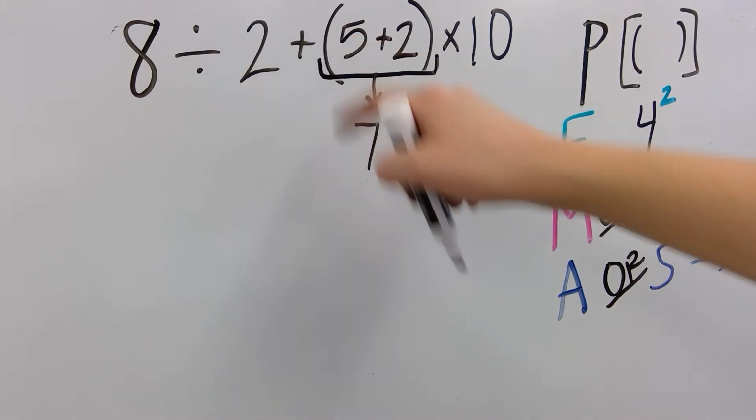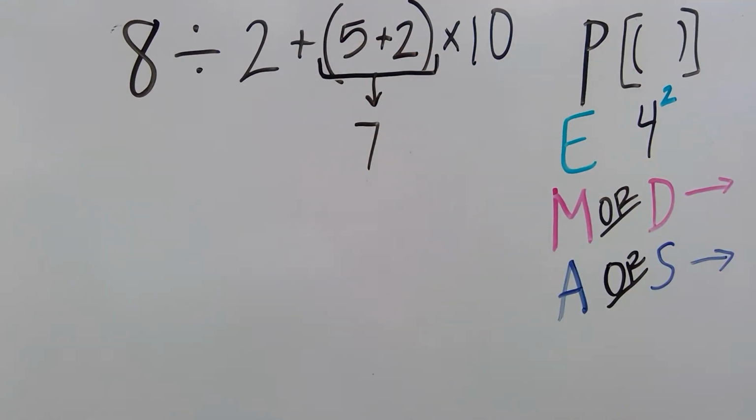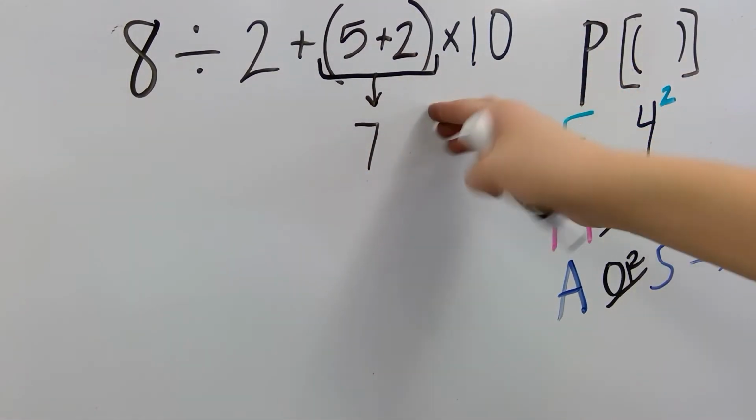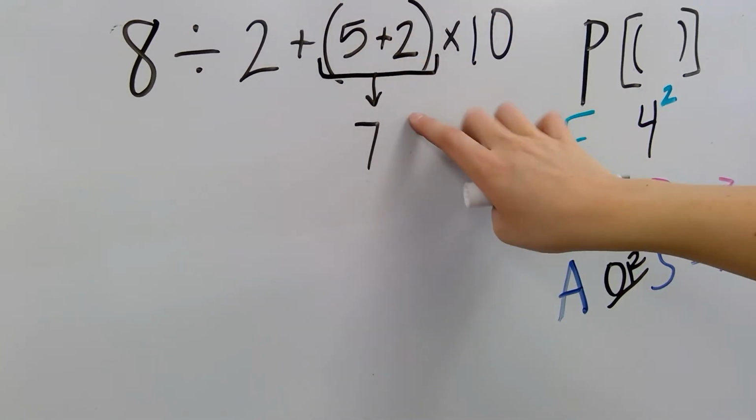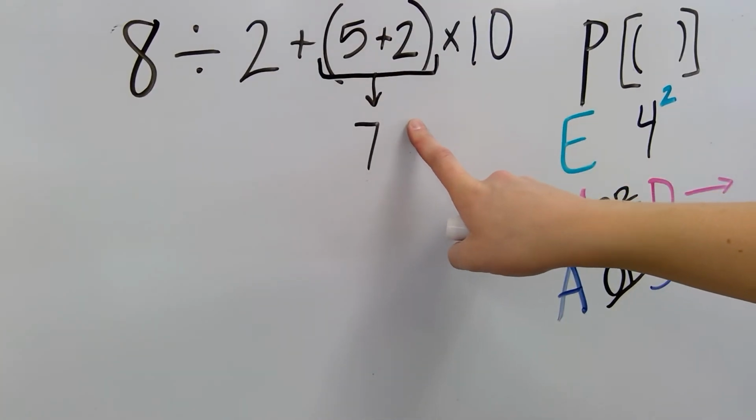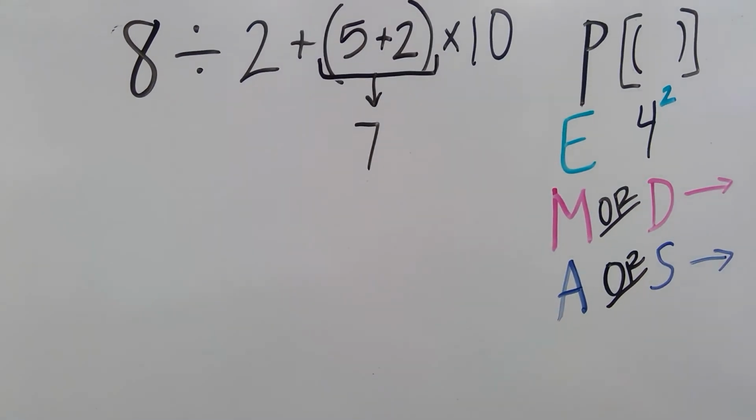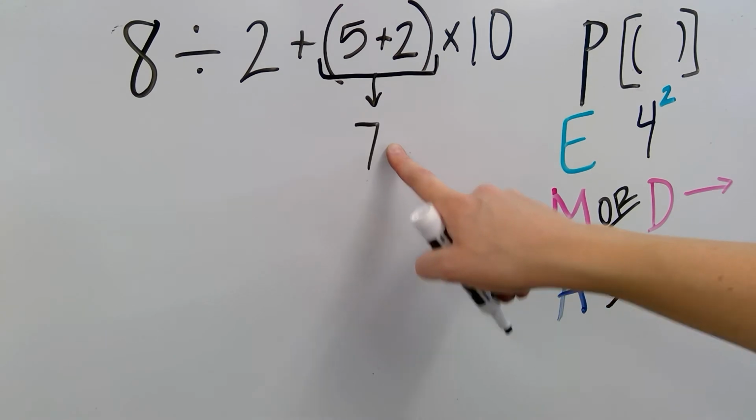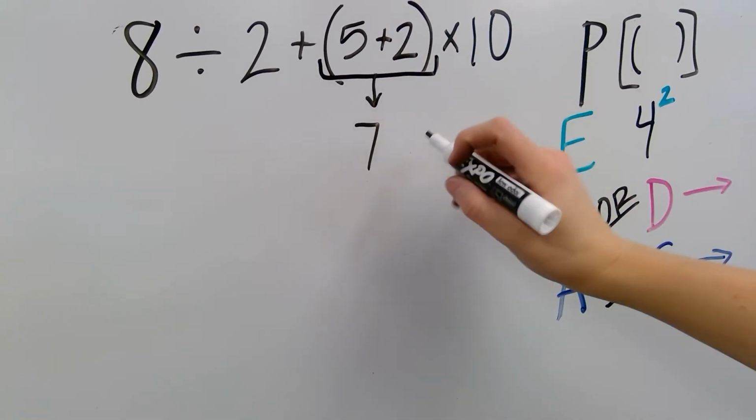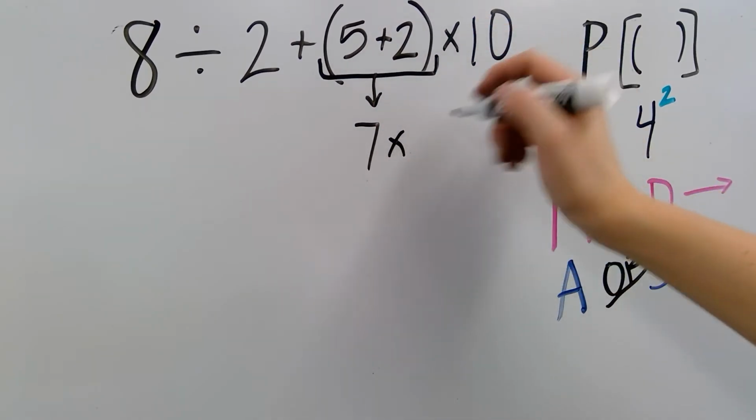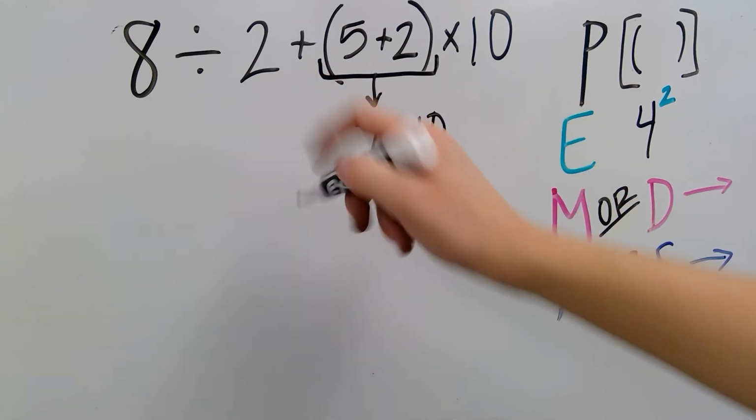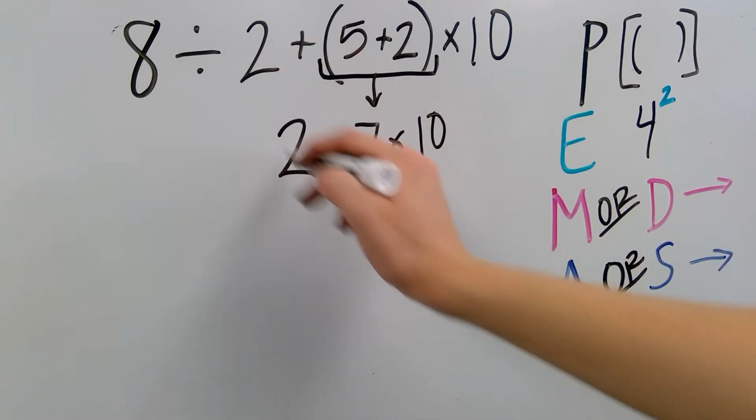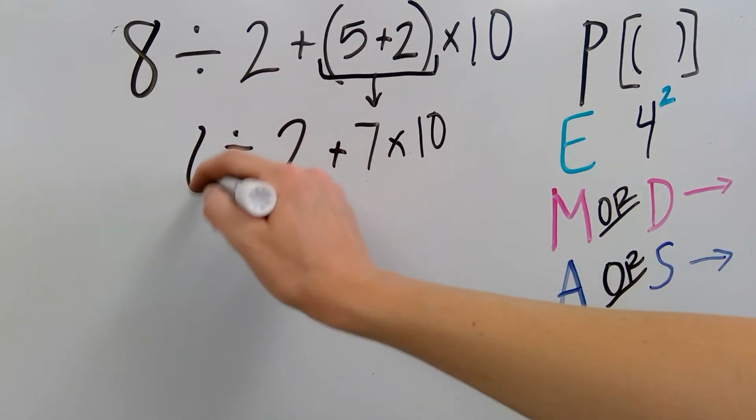Now I could just erase it and write it in there, but when you do a problem on the whiteboard, it works really well. But when you're on a piece of paper and you're constantly erasing and writing in and then erasing some more, it just makes your work get really messy and hard to keep track of. So I like to just rewrite the problem below it. So 5 plus 2 is 7. I'm going to rewrite the rest of the problem around it. I haven't done anything with my times 10. I have a plus sign, a 2, dividing sign, and an 8.